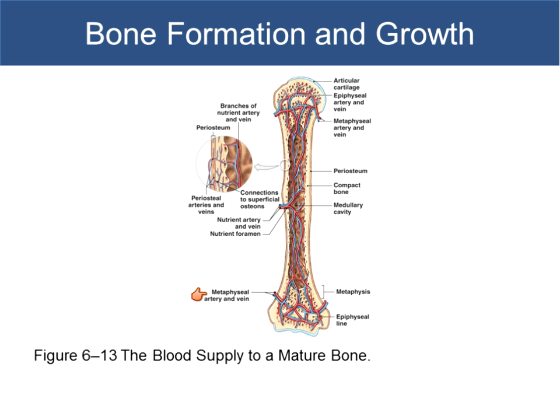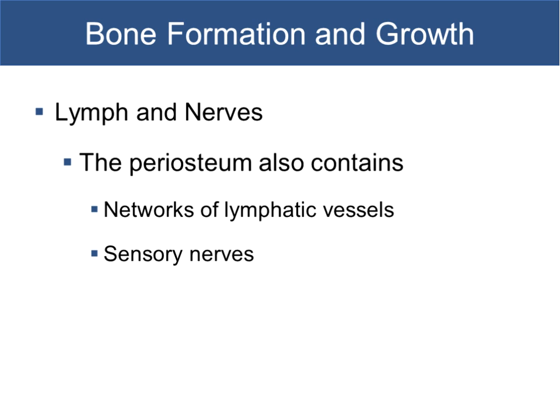And here's a picture of all of those different blood vessels. We have our metaphyseal artery and vein, and we have our nutrient artery and vein that are coming into the bone, and then we have our periosteal arteries and veins. Kind of get up a little close to see those, and that brings the blood supply to the periosteum as well as to the secondary ossification centers in the epiphysis, or the knobs of the bone.